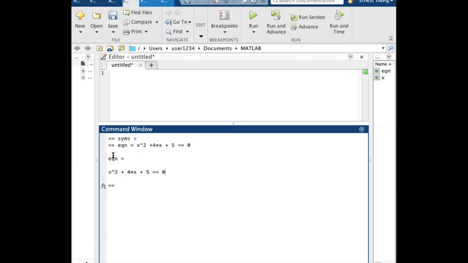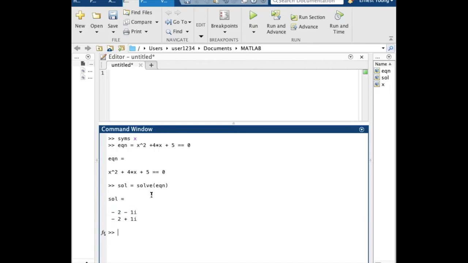Then we need to solve the quadratic equation. Let's say the solution is equal to solve, this is called a command, and then equation. Then we got the solution already. This is a complex number. This is the real part, and the i is the imaginary number, which means the square root of -1. This is how we solve a quadratic equation.